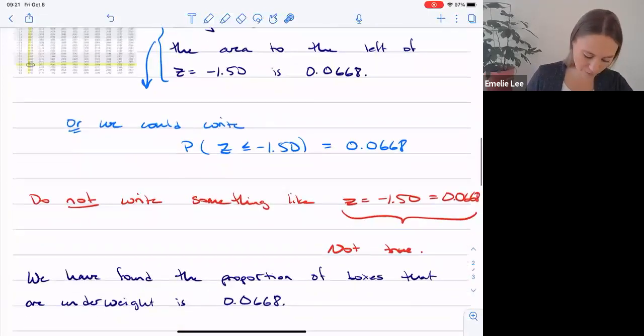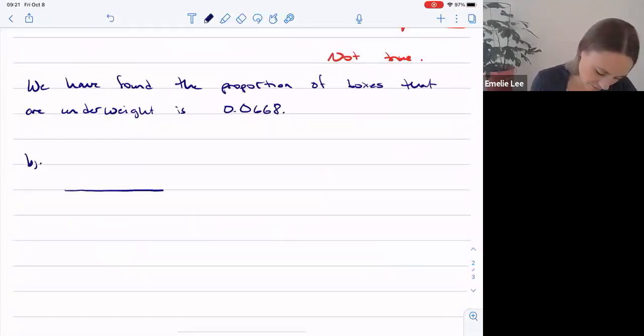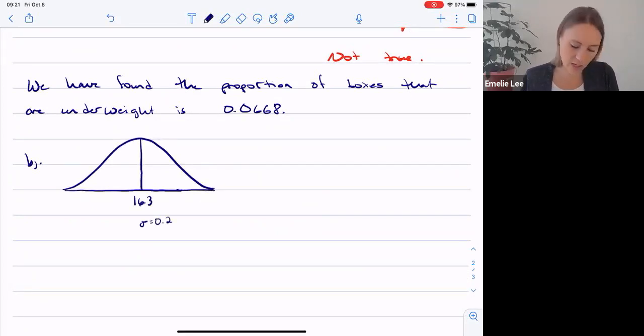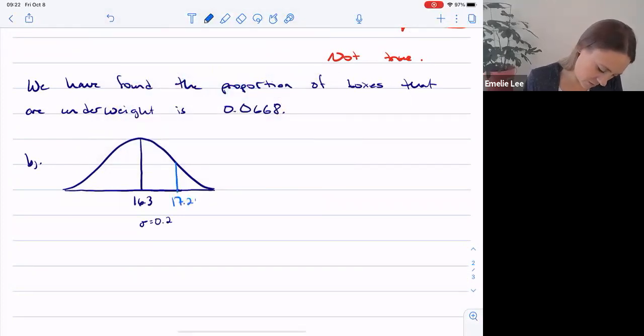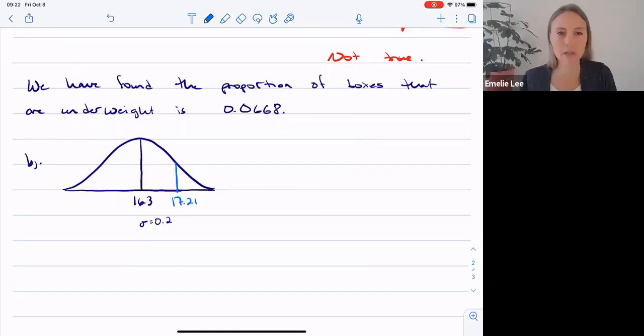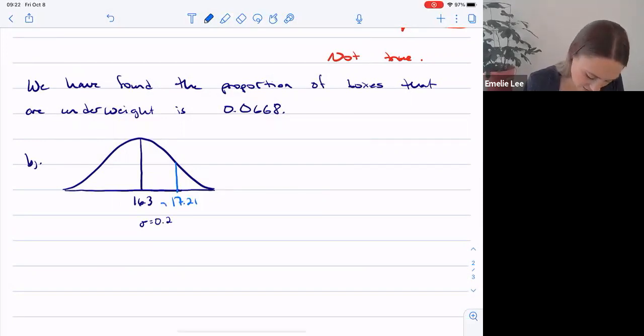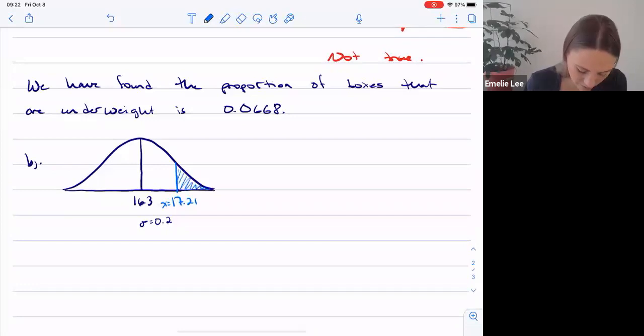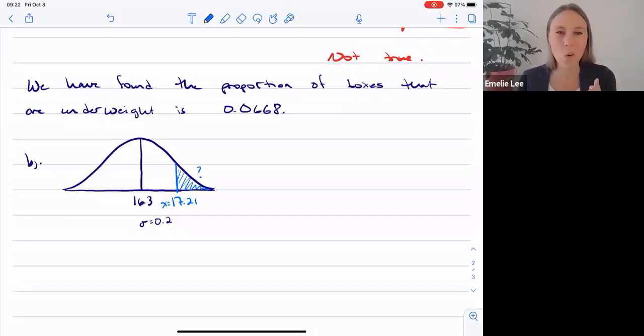So first things first, we're going to draw out the curve. And again, it's going to be a normal distribution because it said so. And it's centered on 16.3 and sigma is 0.2. And the value that we're interested in was 17.21. So that's going to be your X, because that's the point that you're interested in. And we want to know what proportion of boxes weigh more than 17.21.